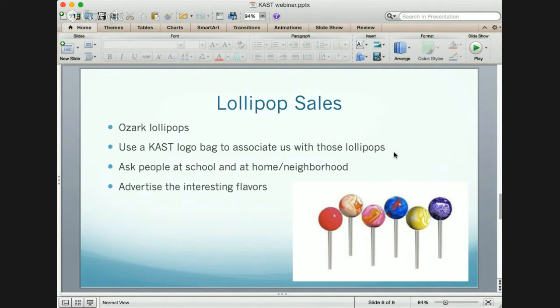Each lollipop is $1, and you can advertise the interesting flavors. Like I said, there's a really wide variety, and they even have stuff like pickle, which I don't know why, but some people like to buy just to try once. So that's a good way to advertise it, and it draws people to both give you money and advertise for KAST.